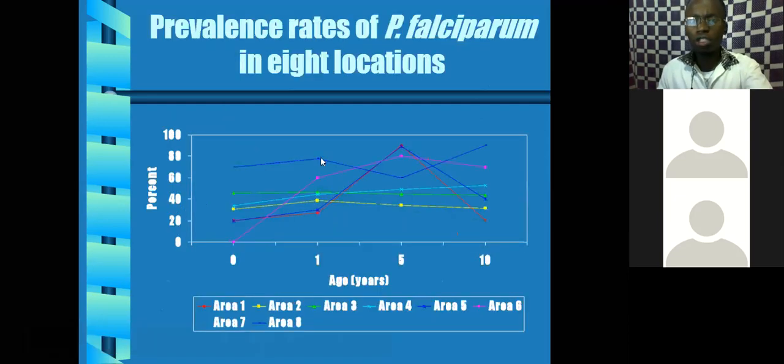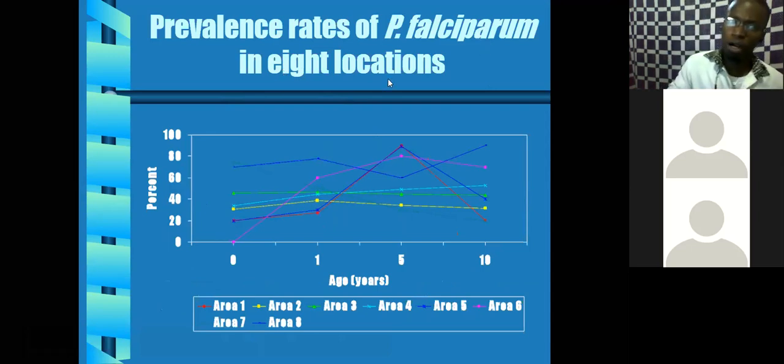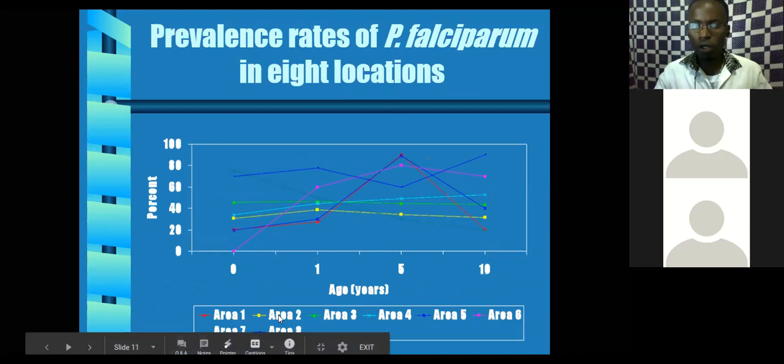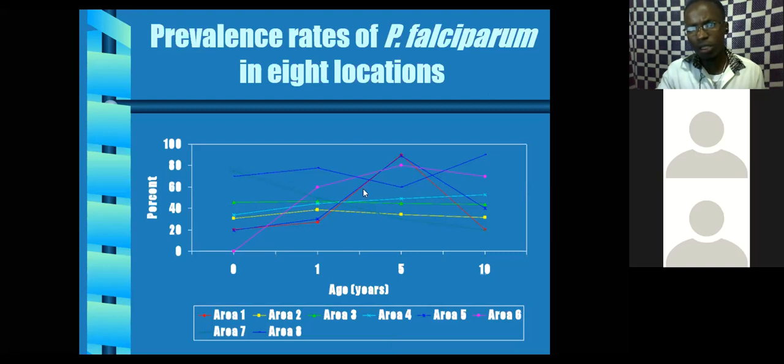Okay, so this is also a line graph which is showing the prevalence rates of Plasmodium falciparum in 8 locations. Each color of these lines is representing a location. For example, red is representing area 1, yellow is representing area 2, and so on. So you can tell the difference. For example, this one, I don't know if this is pink or purple.